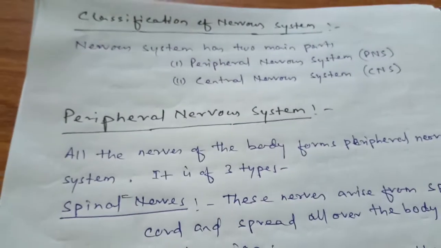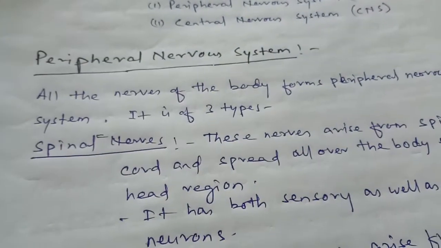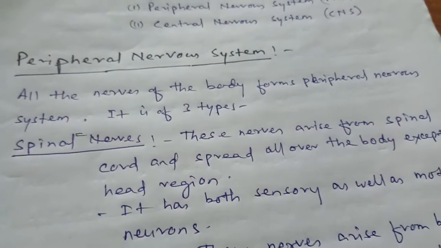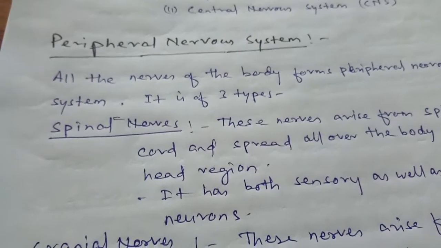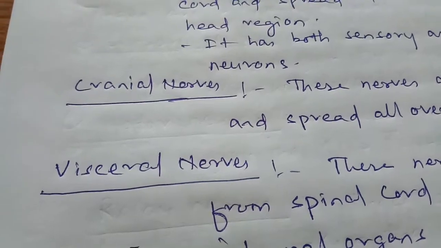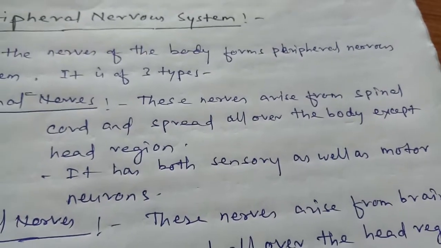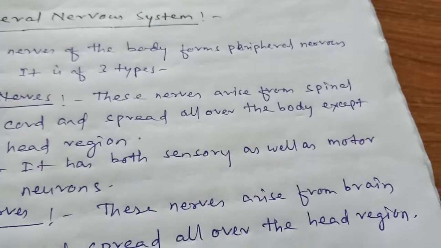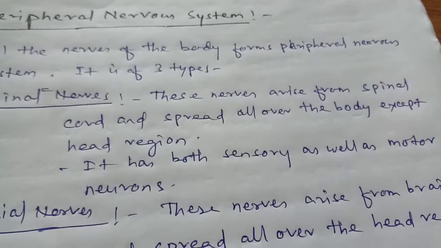Let us understand what the peripheral nervous system is. All the nerves of the body form the peripheral nervous system. It is of three types. The nerves include spinal nerves, cranial nerves, and visceral nerves. Spinal nerves are the nerves that arise from the spinal cord and spread all over the body except the head region. It has both sensory as well as motor neurons.